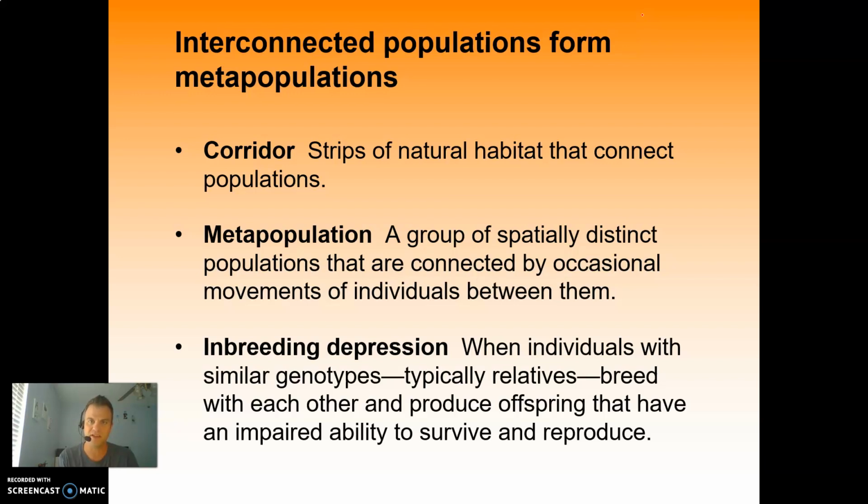So these are spatially distinct populations that are connected by occasional movements of individuals between them. And this can cause a decline in population due to something called inbreeding depression. This is when individuals with similar genotypes, typically relatives, reproduce with each other and produce offspring that have an impaired ability to survive and reproduce. So these are things that are genetically similar enough that they can produce offspring, but those offspring may not be viable, and that causes population depression.